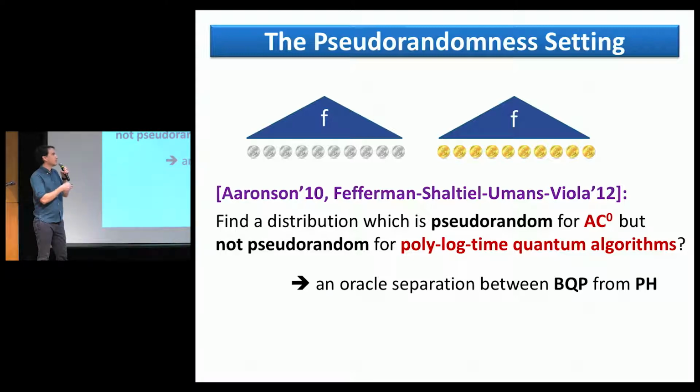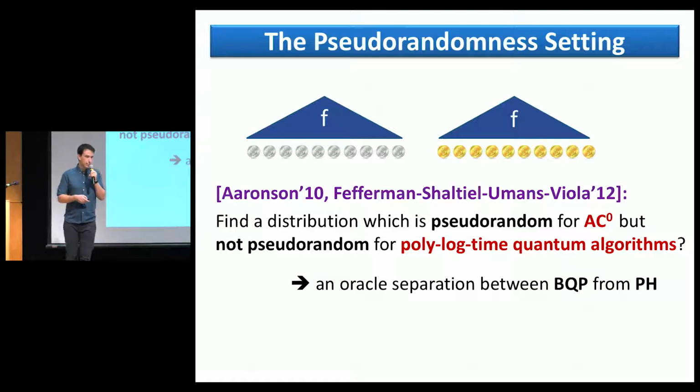Let's say that you met this challenge and you found a distribution with these two properties. It looks random if F is a very shallow circuit. It doesn't look random if F is a super efficient quantum algorithm. Assuming that you solve this problem, you get an oracle separation between BQP and PH. Okay, so this may seem a bit mysterious. What is the connection between these circuits and PH?